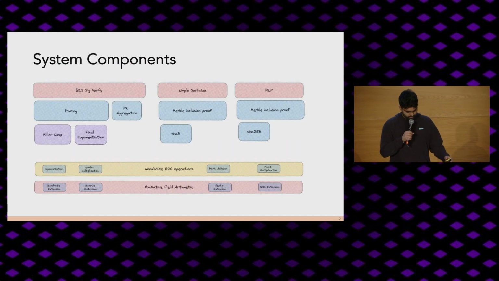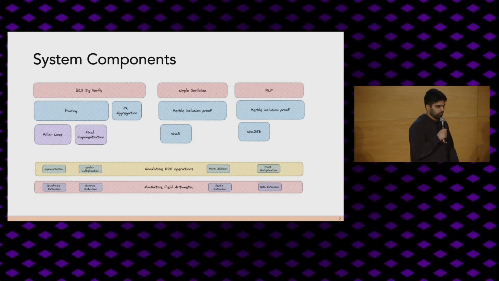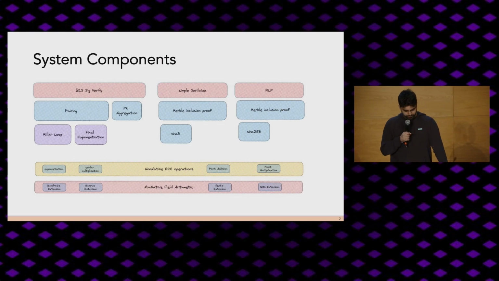All right, so here are the few components in this proof of consensus. We have the BLS signature verification. We have Simple Serialize and RLP, which are the serialization libraries that ETH uses. SSZ is for the ETH2 consensus protocol, and RLP is for ETH1. There are a few components underneath: the Merkle inclusion proofs and the SHA function implementations that you need to do, all in circuit. Take a quick look at this, and I'll dive into each of these components, and feel free to ask questions on these as well.